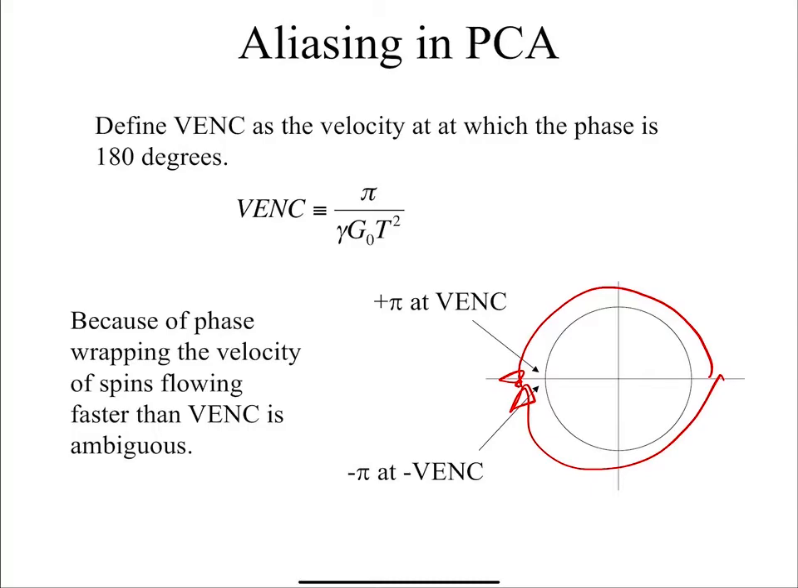So the vanc is defined as the velocity at which the phase is 180 degrees. Once we go beyond 180 degrees, we're not really sure where the blood came from. So for example, if I'm at a point here, I don't know if I went this way or I went all the way around. Okay? So that's a form of aliasing.